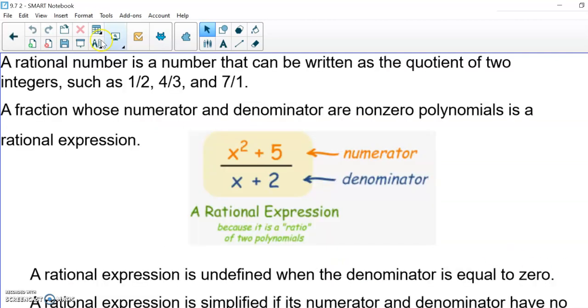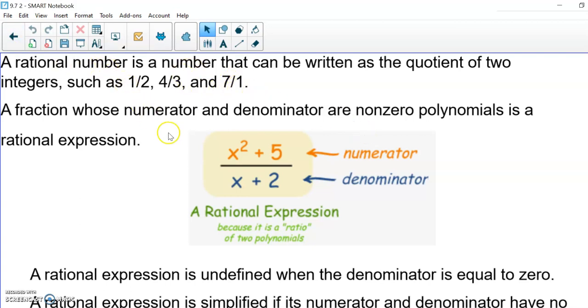So first thing I want to talk about is what is a rational number. We talked about this at the beginning of the year. We said a rational number is any number that can be written as a fraction, as a quotient of two integers. So what is not a rational number, or irrational number? Some examples we talked about were pi or the square root of 2, any number that's a non-repeating, non-terminating decimal.